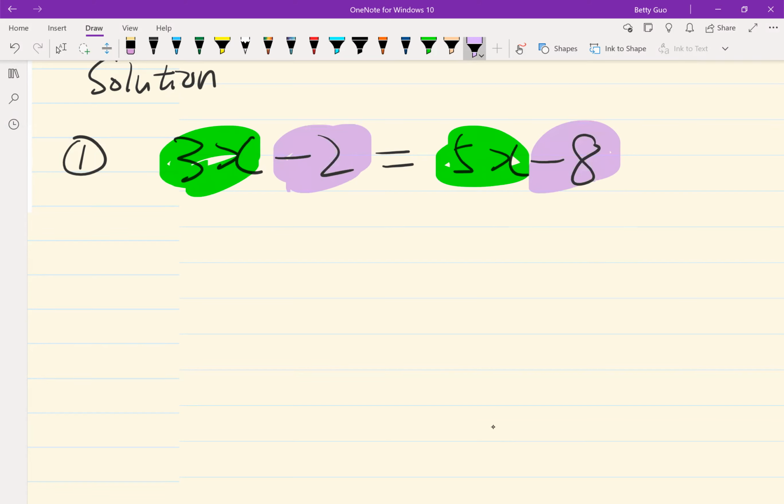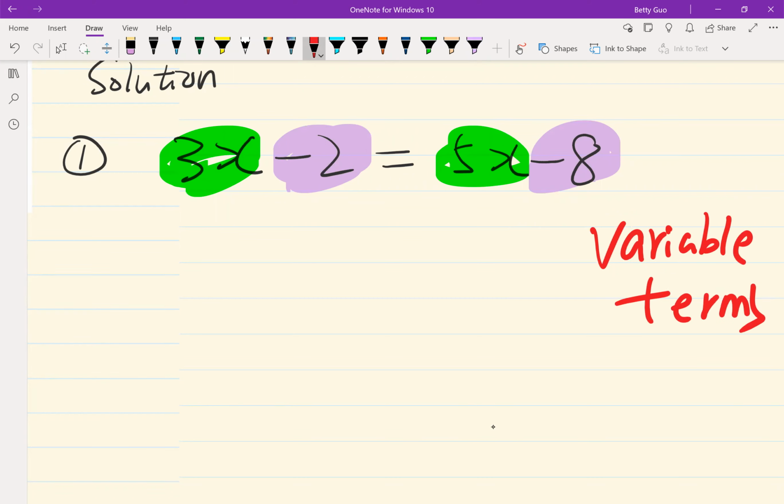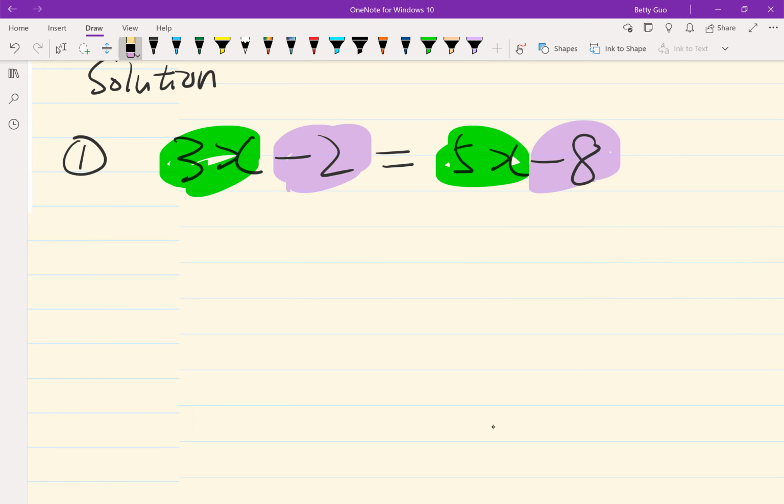The two green terms, they are variable terms. We saw this word earlier, variable terms, because they have a variable x in it, right? So those two terms in green, they are variable terms. The two purples, they are constants. Very obvious, right? So what we want to do is we want the two greens on the left, the two purples on the right. How could we do that?